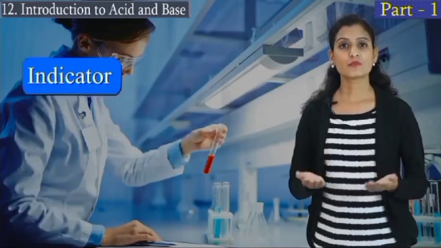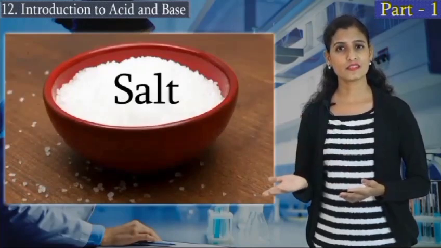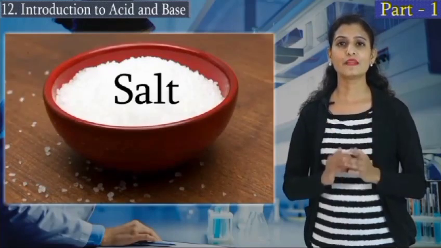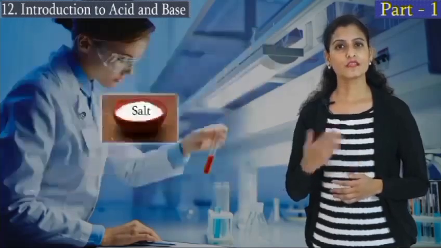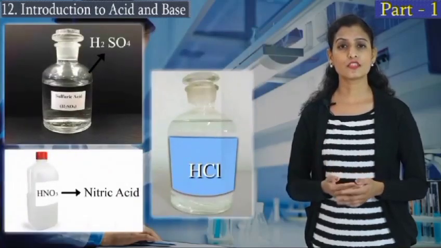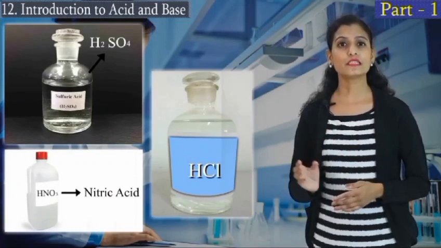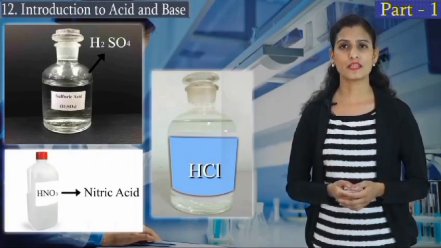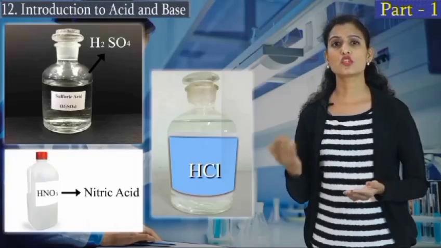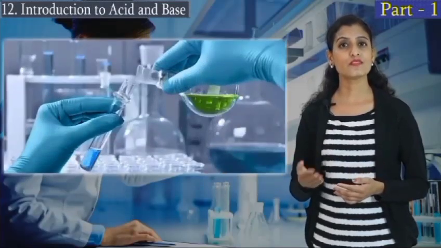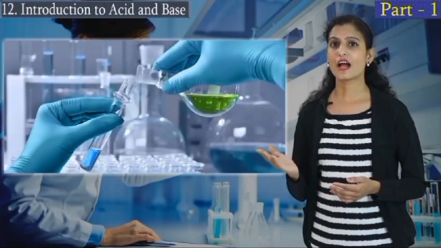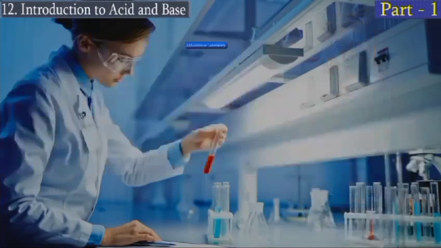Indicator. The substances which are neither acidic nor basic are chemically inert in nature. Touching or tasting of acid or base is very harmful, and hence typical indicators are used to recognize them. The substances which change their colors in the presence of acid or base are called indicators.